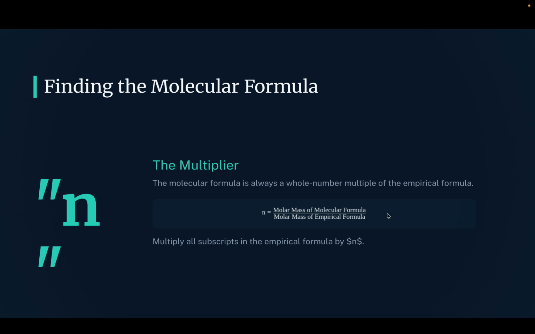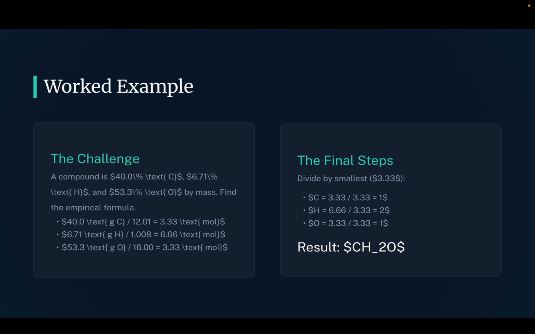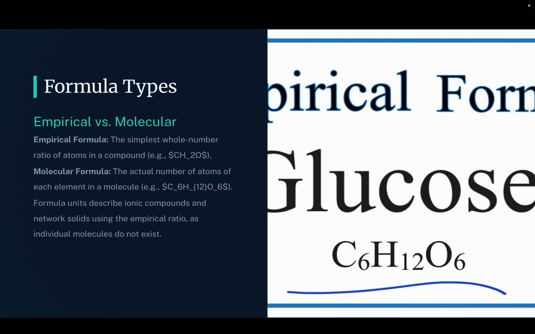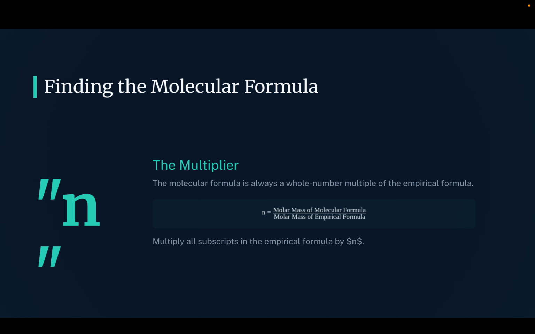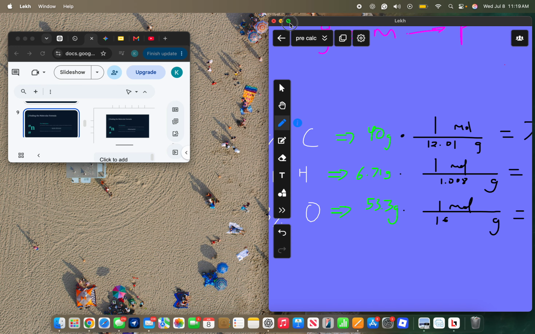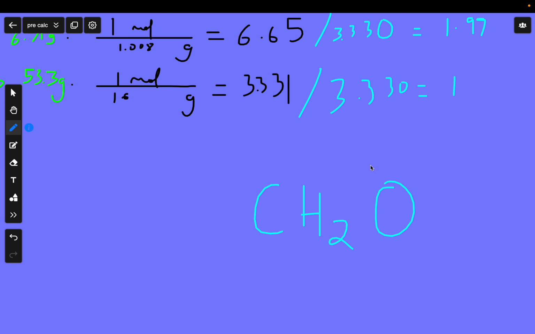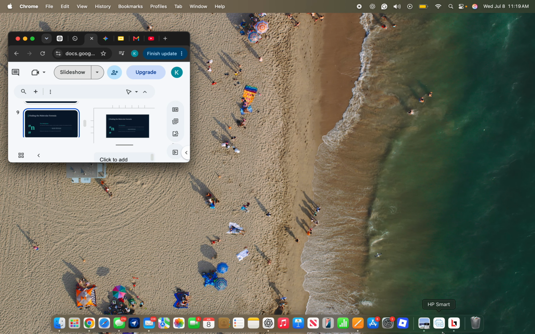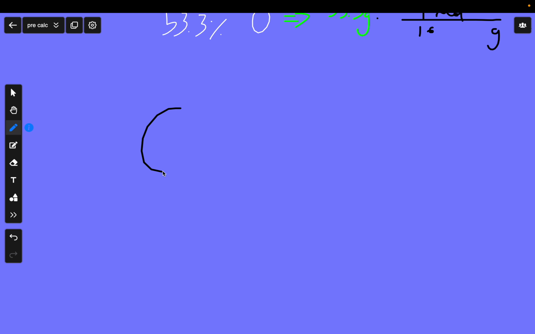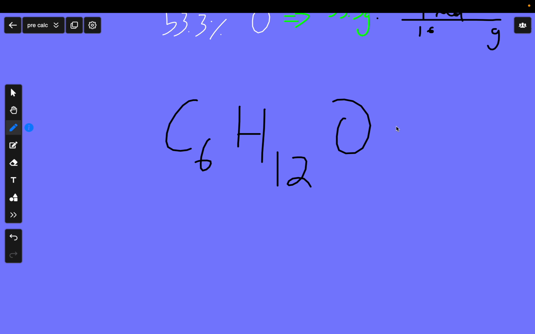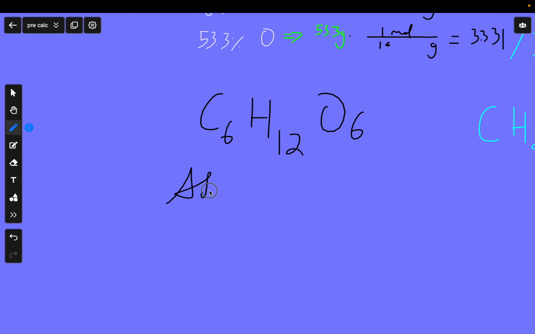Cool. The multiplier. So where does the whole multiplier come from? If you want to find the molecular formula, so this is, I'm pretty sure this is glucose, yeah. What we found was the empirical formula. This is not the molecular formula for glucose. To get the molecular formula from this, say I have the molecular formula. Like, this is the molecular formula, right? C6H12O6, pretty famous.